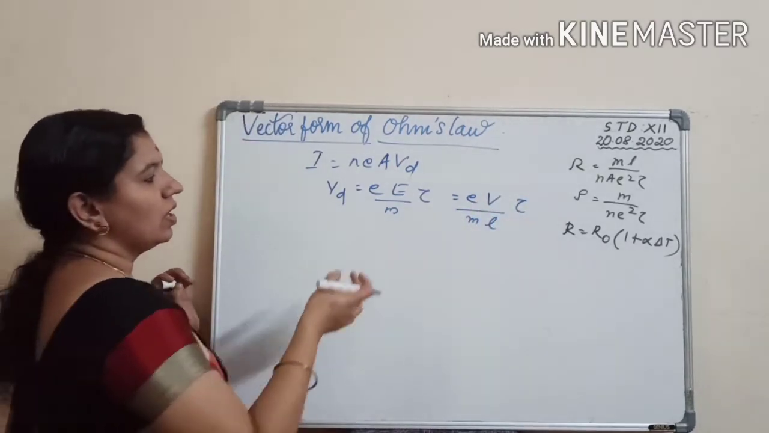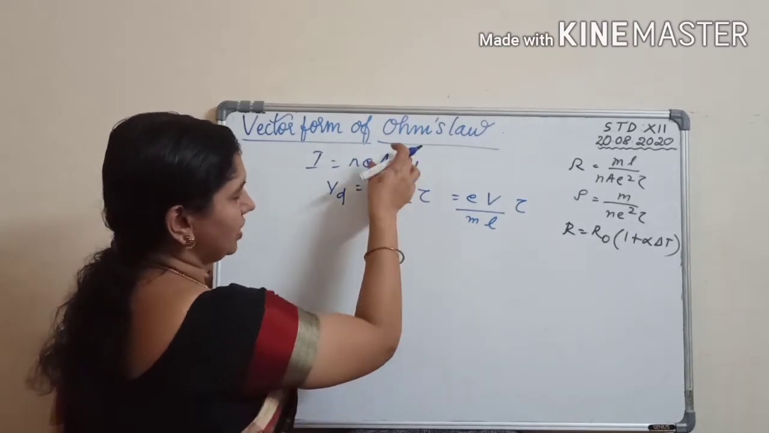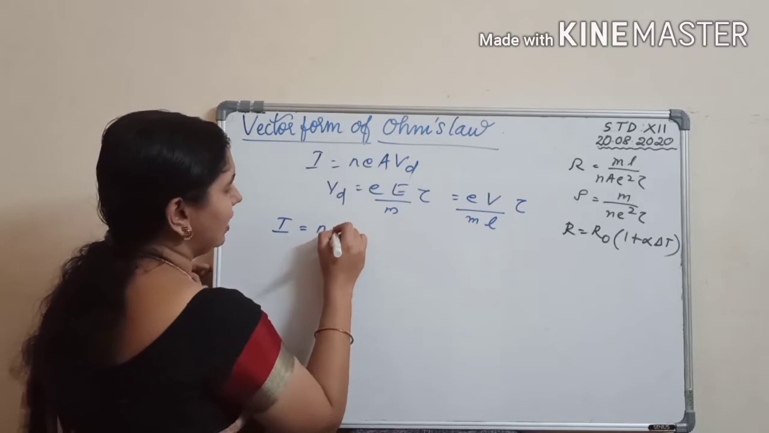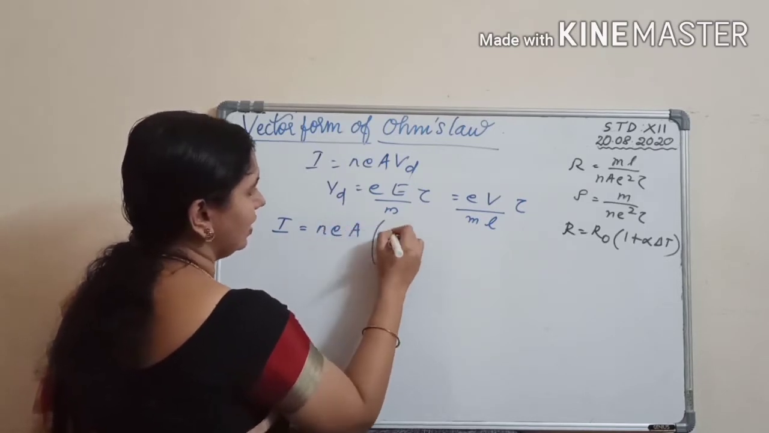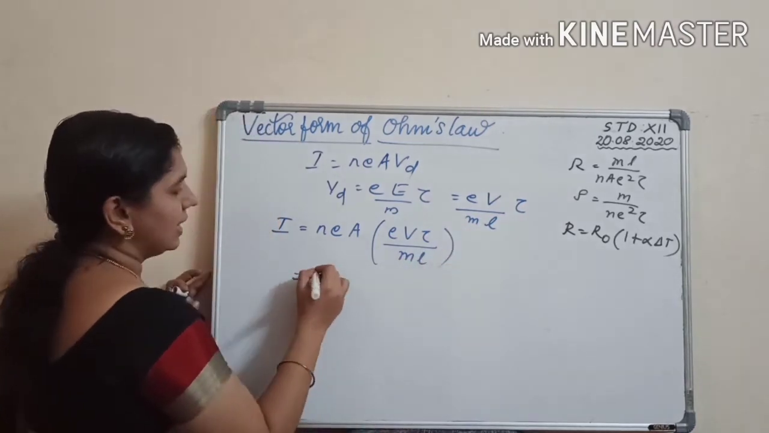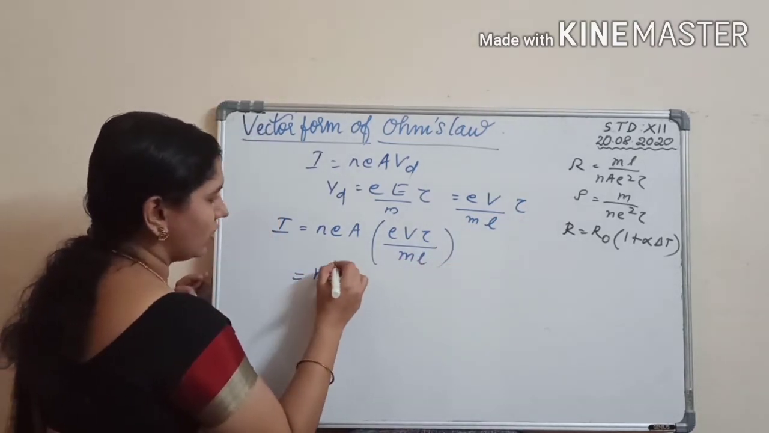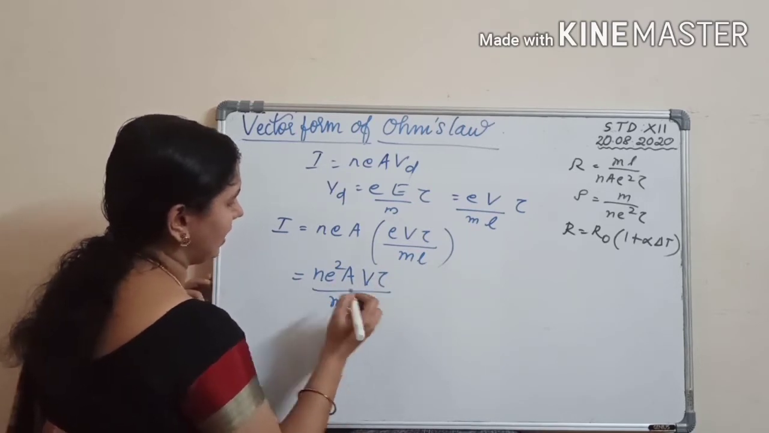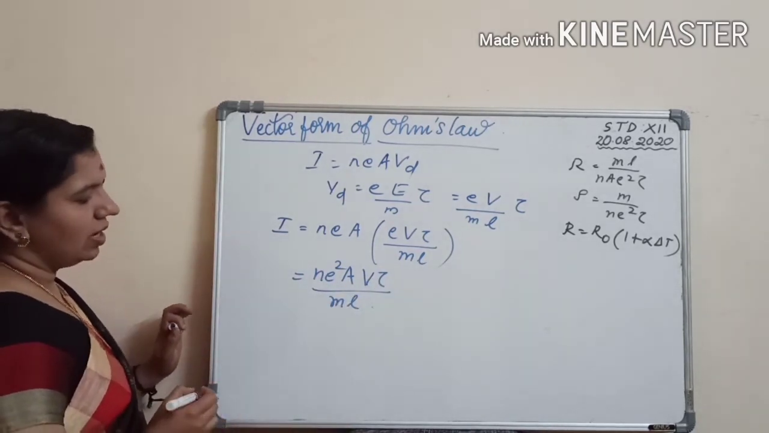All are the same. Now substituting this equation here, you will get I equal to n e A e V tau by m L, that is, n e square A V tau by m L. Understand? Now look here.